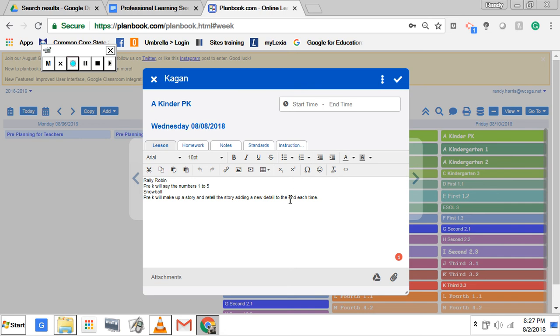And what's happening is your kids are hearing it over and over. They're learning how to pronounce the words, say the words. They're learning the vocabulary, and it gives them a chance to try it out in a safe environment.